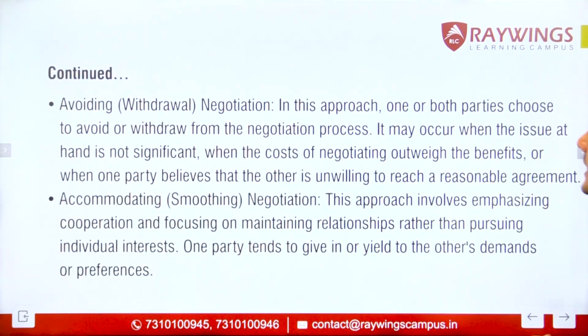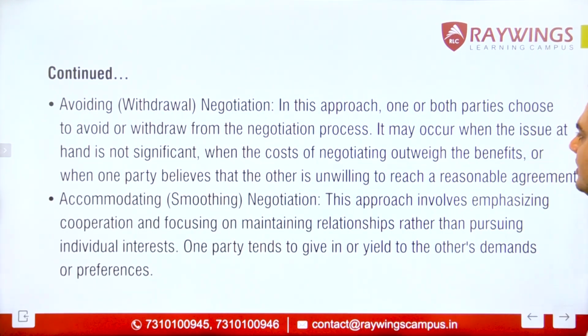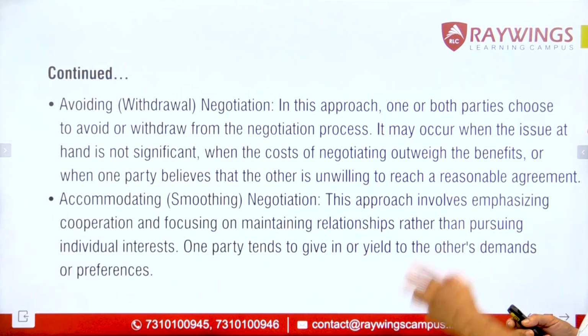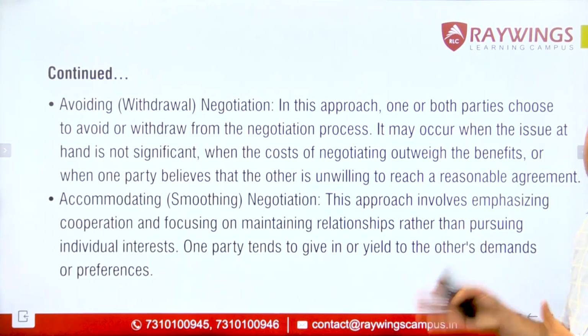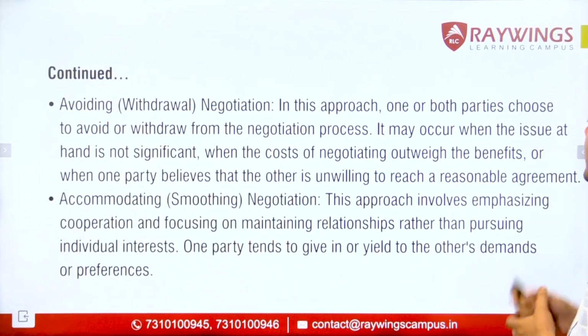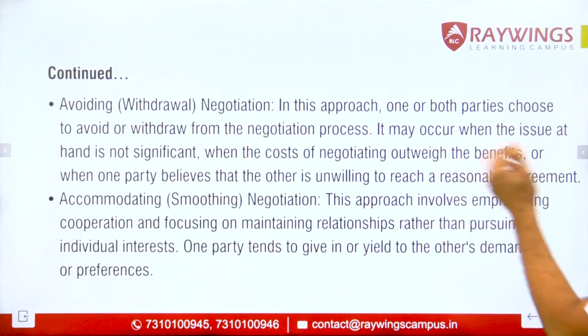Next is avoiding negotiation or withdrawal negotiation. In this approach, one or both parties choose to avoid or withdraw from the negotiation process. They want to separate themselves from it. It may occur when the issue at hand is not significant, when the cost of negotiating outweighs the benefits, or when one party believes that the other is unwilling to reach a reasonable agreement.